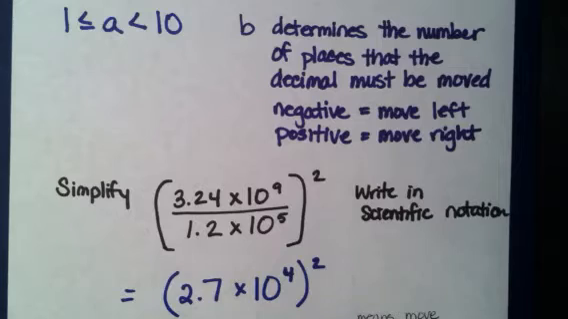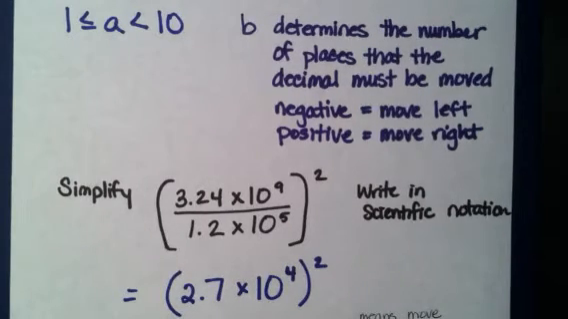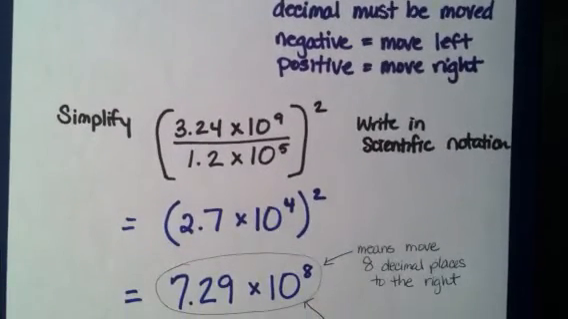We still have to square the entire expression. So 2.7 squared is 7.29. 10 to the 4th squared would be using the power of a power property, which gives us 4 times 2, which is 8. The 8 means to move 8 decimal places to the right.